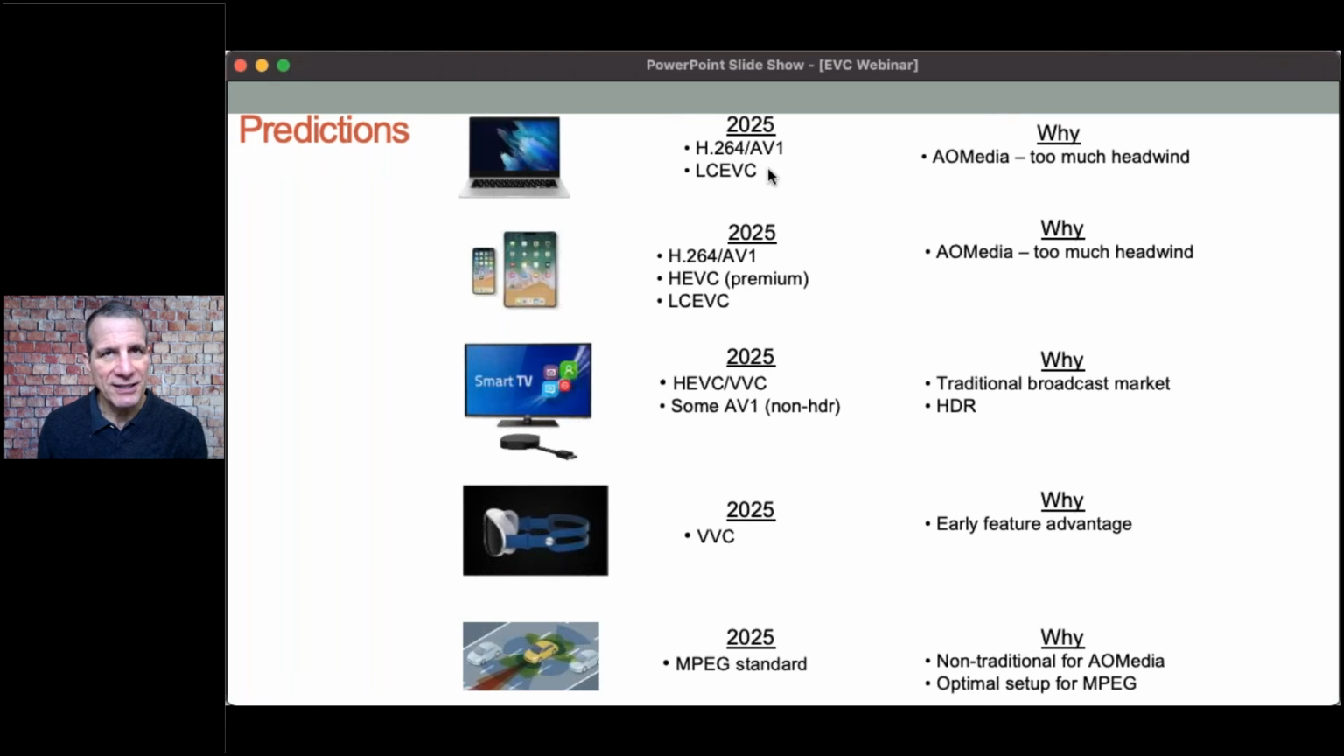Why? Because it's the traditional broadcast market and because of the whole HDR market. And I have the two big markets that get me excited, looking forward. The new ones are going to be AR/VR. We talked about why I think VVC has a pretty good chance to succeed in those markets, primarily the early feature advantage and just the focus. And I also think video encoding for machines is going to be a huge market, and that just strikes me as the type of collaborative standard that MPEG does a really good job at, and the Alliance for Open Media companies probably don't have that much interest in. So these are what I see as the markets and the codecs that will succeed in those markets going forward.